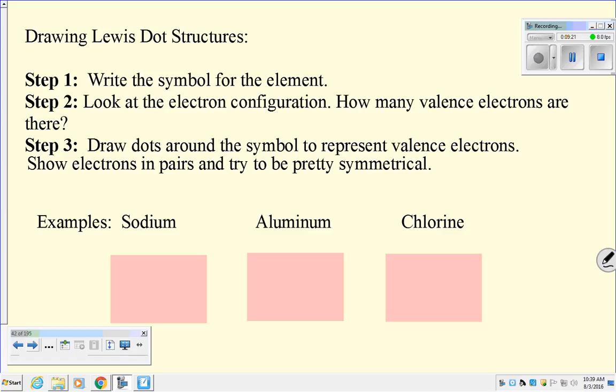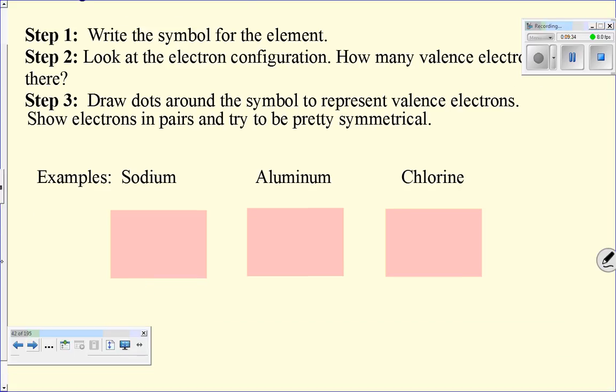We'll also draw Bohr configurations. These show all the electrons. They're useful sometimes, but Lewis dot structures are pretty straightforward and work for when we want to talk about the behavior of an element or bonding. Then we draw those dots to represent electrons. We like to keep them generally in pairs whenever possible, or pretty symmetrical if possible.